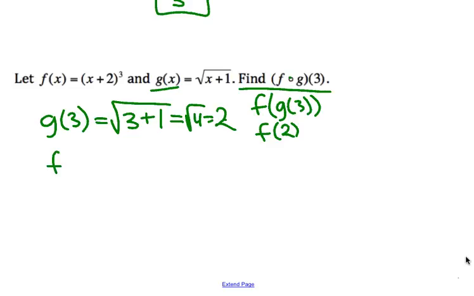And so you take f and you plug a 2 into the f function. That's 2 plus 2 cubed. That gives us 4 cubed.